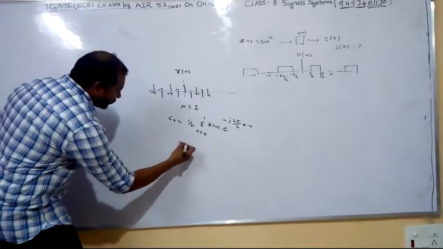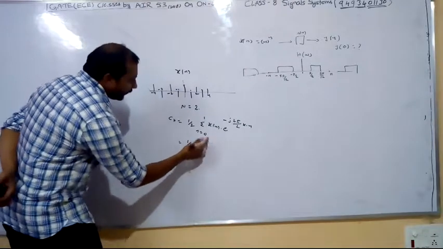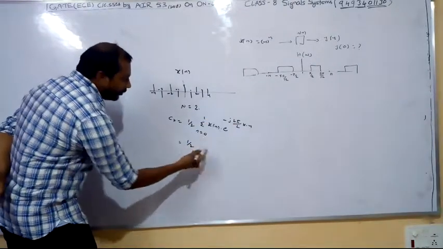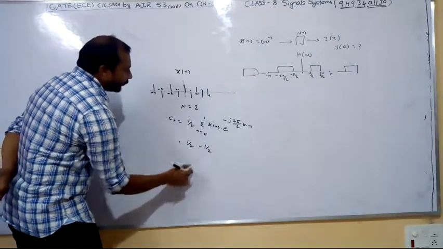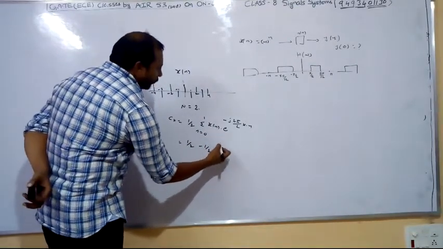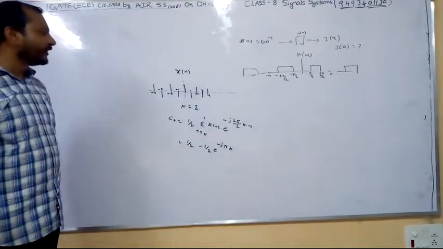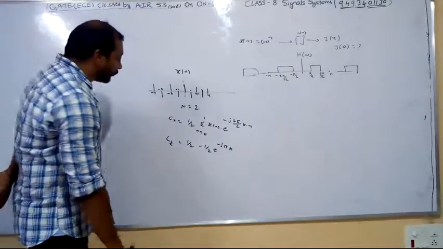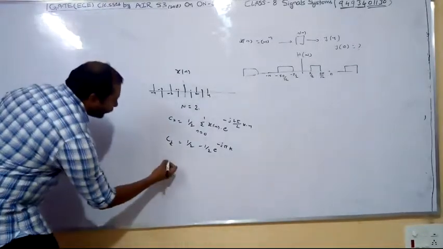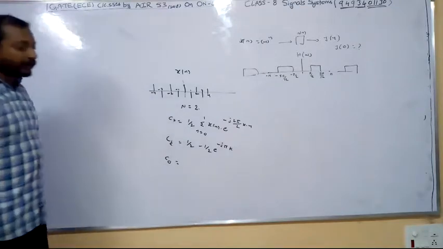Now this value is equal to 1 by 2. You substitute x of 0 equal to 1 only, so this term will become 1 by 2. Then minus 1 by 2 into e to the power minus j pi k, since x of 1 is equal to minus 1. The 2 gets cancelled, n is equal to 1. This is your ck. Now what is the value of c0? C0 is equal to 1 by 2 minus 1 by 2, which is equal to 0.